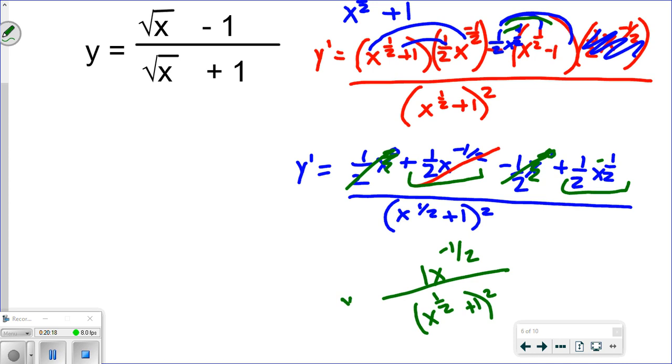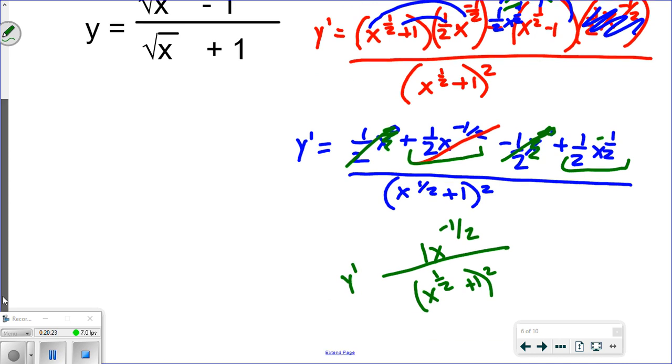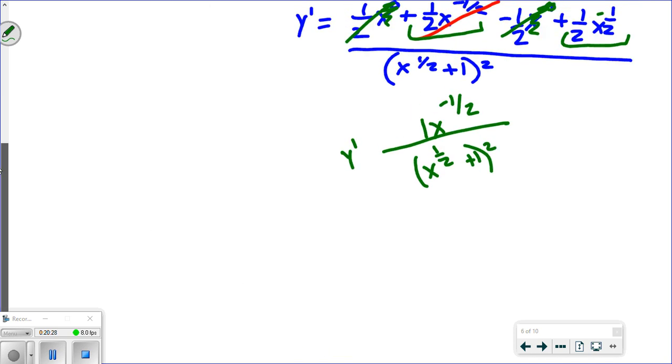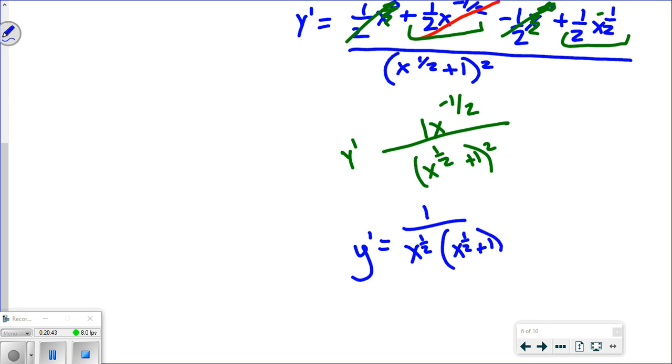And now, most of us don't really like those negative exponents, although that answer's technically right. We can clean it up a little bit by moving the negative to the bottom. So all I would do here is leave the 1 on top and then just move that x to the 1/2 on the bottom, and x to the 1/2 plus 1 squared. And of course I could rewrite this, and if it was a multiple choice question, it definitely could show up as the square root of x times the square root of x plus 1 squared.